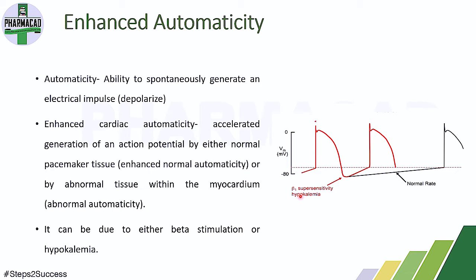This can be due to a few causes; a few reasons are mentioned here for enhanced automaticity, that is super sensitivity of the heart to beta 1 stimulation, or hypokalemia. So here you can see this is one action potential, and ideally in a normal person, after this much resting stage the next action potential should start, but because of this super sensitivity to beta 1 stimulation or hypokalemia, the next action potential is started very quickly, so the heart rate is faster now.